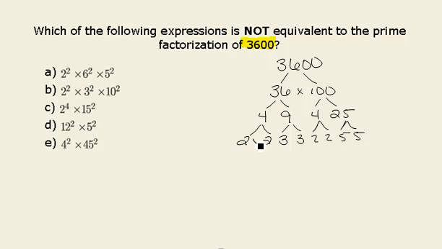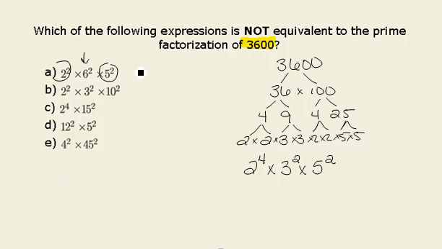Therefore, our prime factorization can be written as multiplying 2 together 4 times, or 2 to the 4th, times multiplying 3 together twice, or 3 squared, times 5 times 5, or 5 squared. We will now have to rewrite each one to determine which one is equivalent to that prime factorization. One thing that we can do is recognize 2 squared is in its prime factorization, and so is 5 squared. So we will need to break apart 6 as 2 times 3.